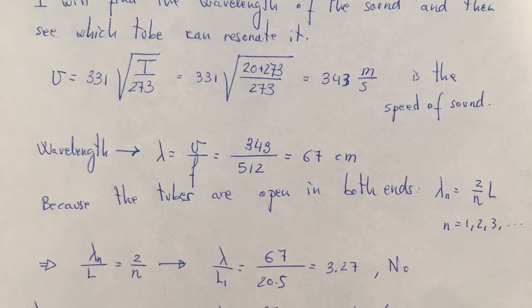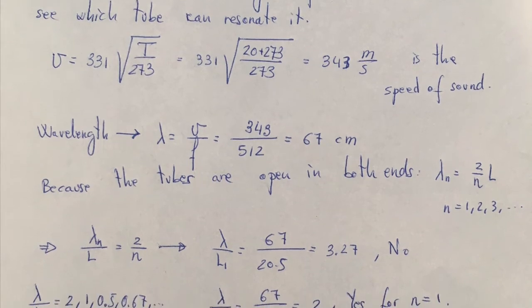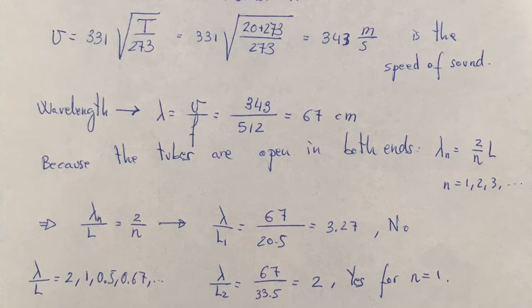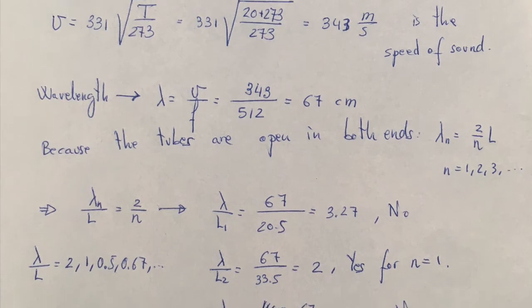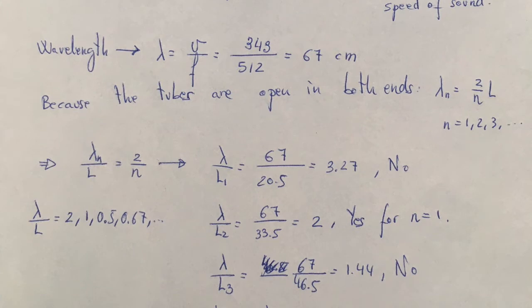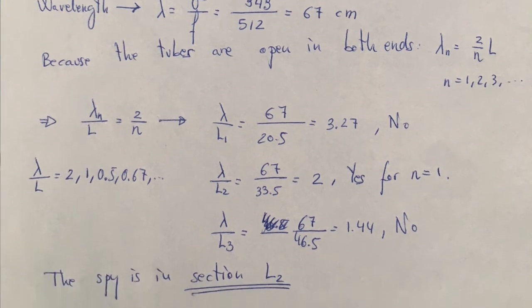So if I use L1, I find that lambda over L1 is 3.27, which I cannot write as 2 over n. If I divide lambda over L2, I find that that is 2, which, yes, would be resonant for n equals 1. That's the fundamental mode. If I divide lambda over L3, I find that that is 1.44, which cannot be written as 2 over n. So the sound is resonating in tube L2.